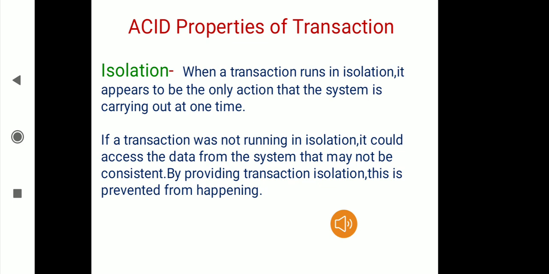Good morning, students. Today I will discuss the third property of transaction, which is isolation. So what is isolation? When a transaction runs in isolation, it appears to be the only action that the system is carrying out at one time. That means whenever a transaction runs in isolation, no other processes should interfere in its execution. Otherwise, the system may not be in a consistent state.